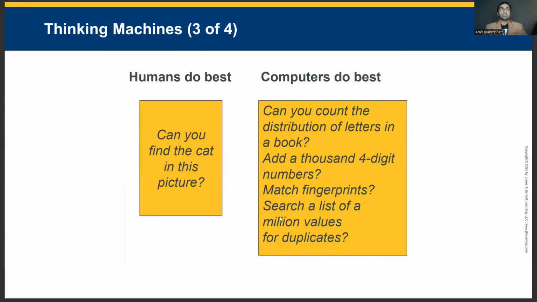Slide 6, Thinking Machines, 3 of 4. This slide summarizes the contrast. Humans perform well at perception tasks such as recognizing objects or understanding context. Computers perform well at computational tasks requiring precision and speed. AI aims to close this gap by enabling computers to handle tasks humans typically do better. This highlights why AI is challenging. Humans excel in areas where rules are unclear, while computers excel where rules are explicit.